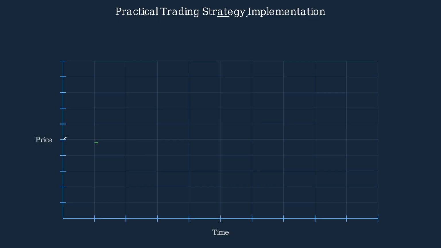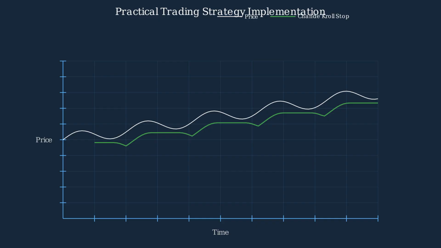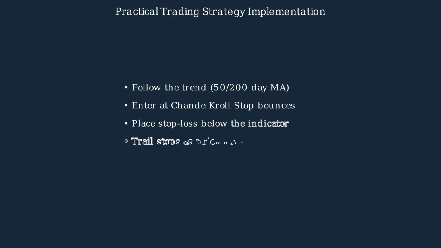As the price continues to rise in the direction of the trend, the Chande Kroll Stop line adjusts upward. We trail our stop loss just below this indicator line, which allows us to lock in profits while still giving the trade room to breathe. Eventually, we exit the trade when price crosses below the trailing stop, or when we reach our predetermined profit target. Let's summarize the key points of this trading strategy implementation.